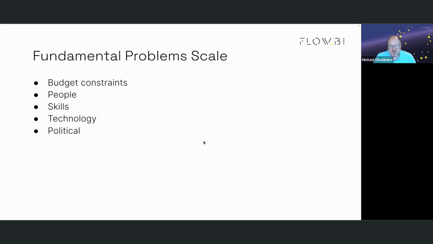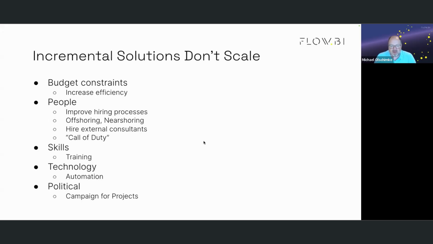And the thing is, when you look at your fundamental problems inside your team, it's all about budget constraints. You don't have the budget you need to get all the resources you need essentially. You might have people problems. You don't have the right people. You don't have enough people, right? You might have the wrong people sometimes, and they might lack the skills that you need, right? So it's also an issue. Then you have maybe not the right technologies or outdated technologies, and there might be political reasons that you have to overcome somehow. And those are only a few problems that came to my mind essentially when creating these slides.